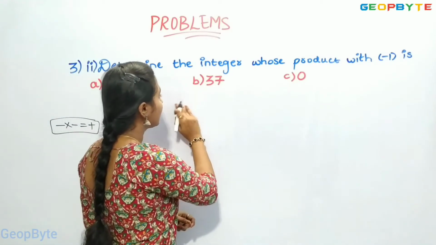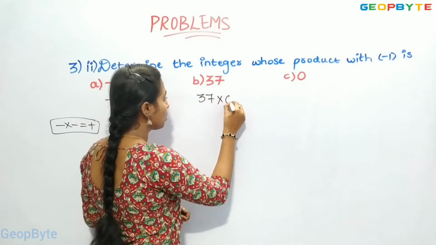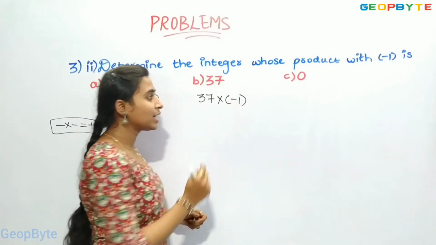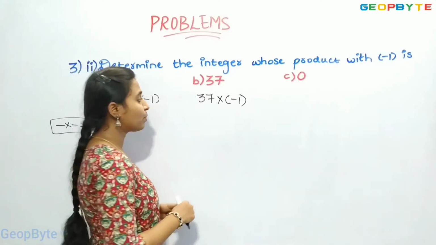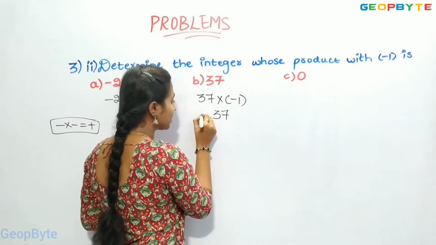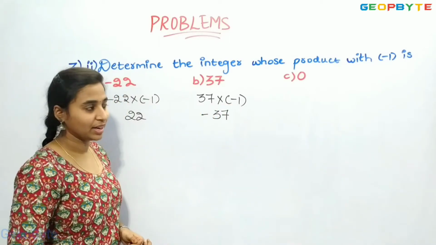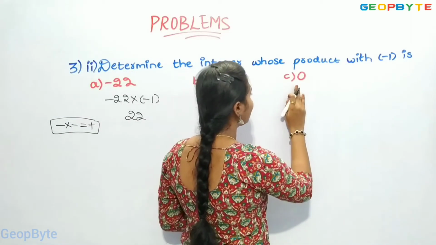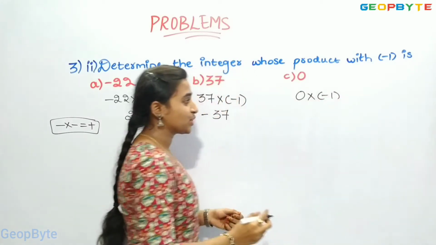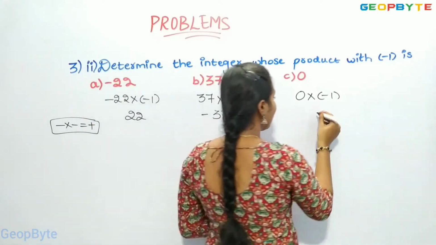Now let us see this one. 37 into minus 1, right? Here we have only one minus sign, that is an odd number of minus signs. 37 ones are 37. The minus sign remains the same, that is 37 into minus 1 is minus 37, right? Now if we see 0 into minus 1, as you know, anything multiplied by 0 is 0 itself, right?